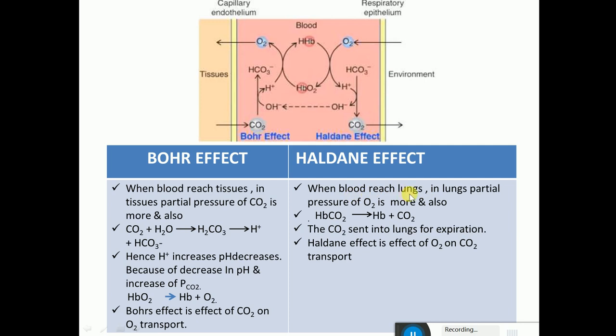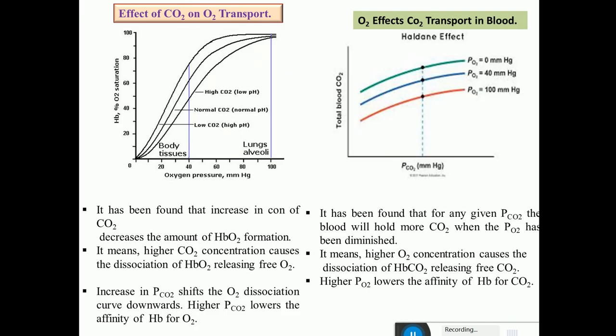When blood reaches the lungs, the partial pressure of oxygen is very high. So obviously, as oxygen is very high, Hb tries to combine with oxygen rather than CO2. So carboxyhemoglobin cleaves into Hb and individual CO2. This CO2 is further sent out for expiration. So the Haldane effect is the effect of O2 on CO2 transport. These two effects I am going to explain in graphical representation.